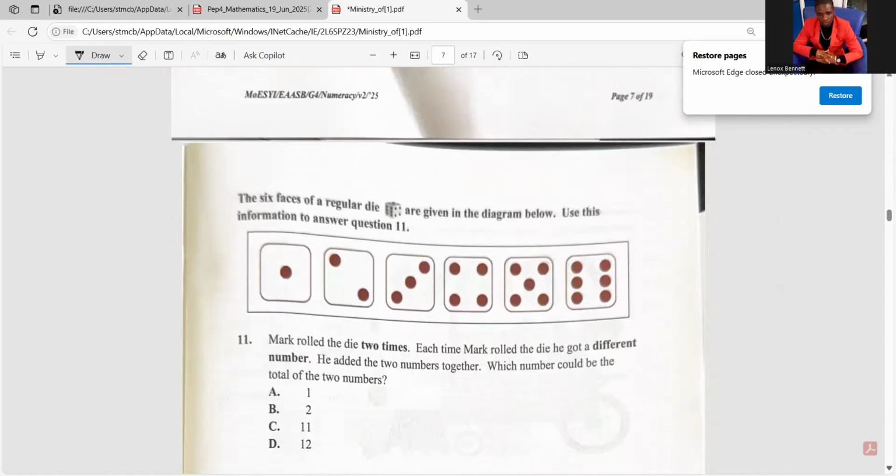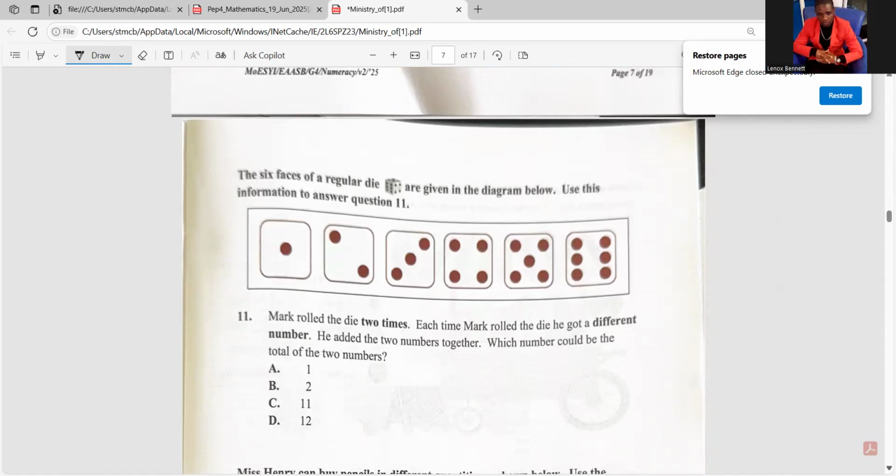The 6 faces of a regular die are given in the diagram. Use it to answer the question. Mark rolled the die twice. Each time Mark rolled the die, he got a different number. He added the 2 numbers together. Which number could be the total of the 2 numbers?